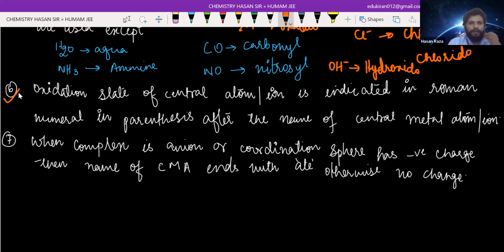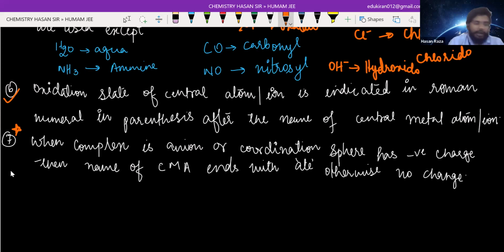Now, after the name of the central metal atom, you calculate the oxidation state with the help of the formula that is given and put it in Roman numerals in parentheses just after the name of the central metal atom. And this is a very important point: if the complex is negative, an anionic complex, then the name of the central metal atom ends with ate.